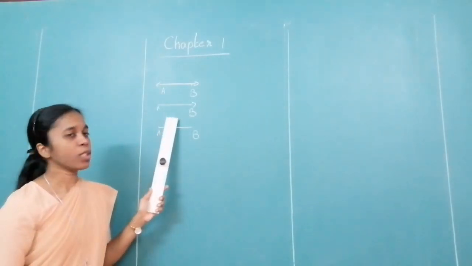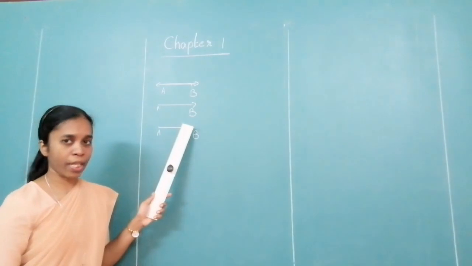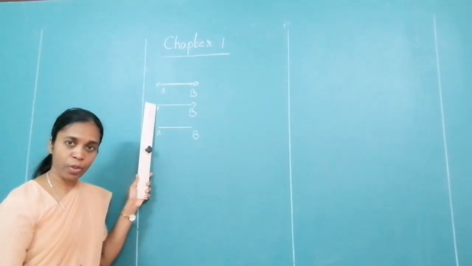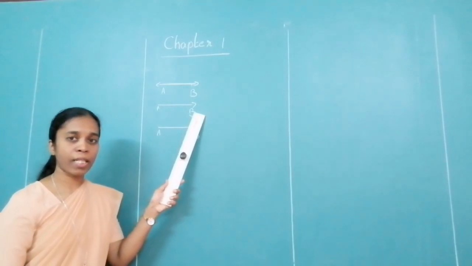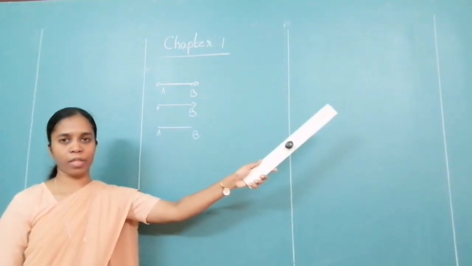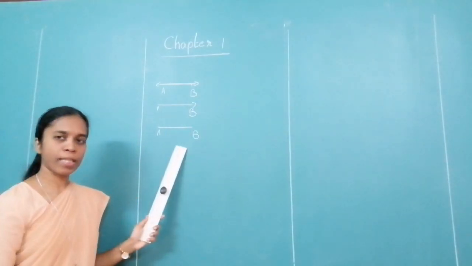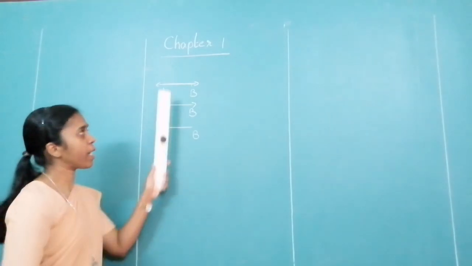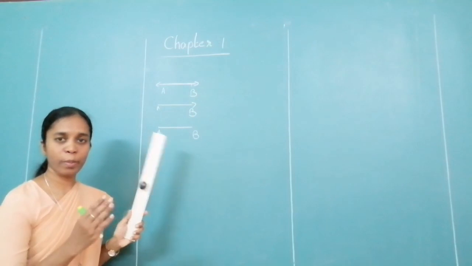Okay. This is what? Ray. This is the origin of the ray, or we call it the end point. Whereas this end we can extend unlimitedly. This is ray, and this is segment. Segment has a particular measure, whereas line and ray do not have a particular measure.